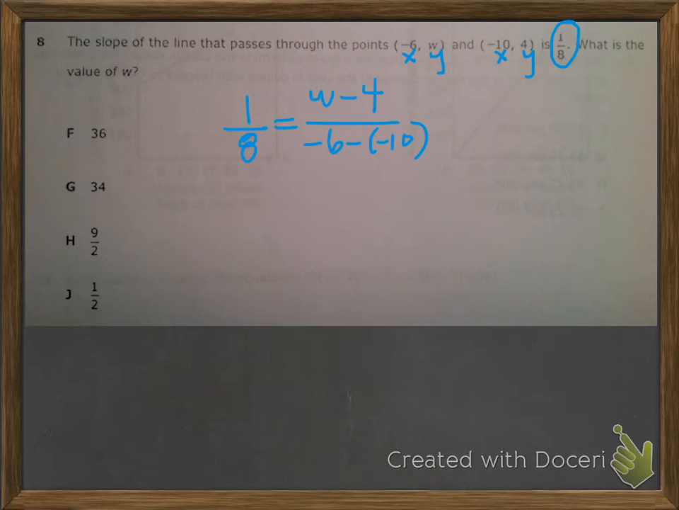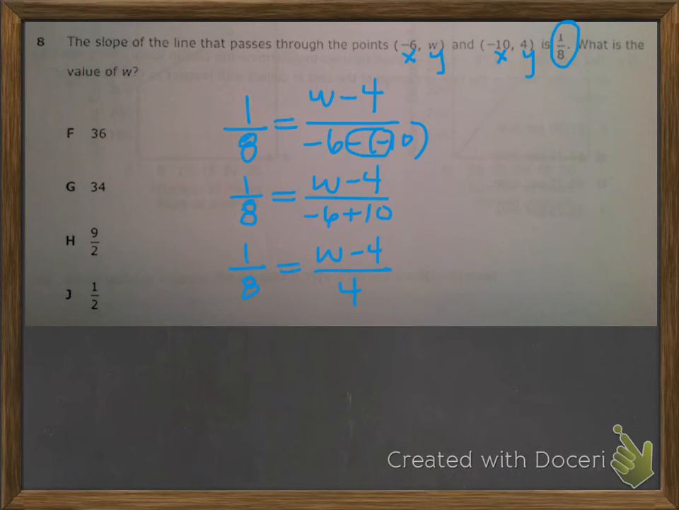Now what we have is a proportion, and we've got one variable, so we're going to try to solve this. So the first thing we want to do is kind of simplify. If I look at my denominator, I see that minus and negative. I know that's the same as plus. So I'm just going to rewrite my equation. 1/8 equals W minus 4 over negative 6 plus 10, and negative 6 plus 10 is 4, so I'm going to rewrite it again. 1/8 equals W minus 4 over 4.